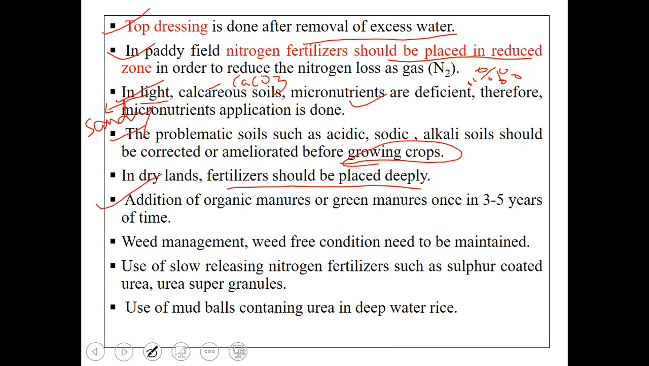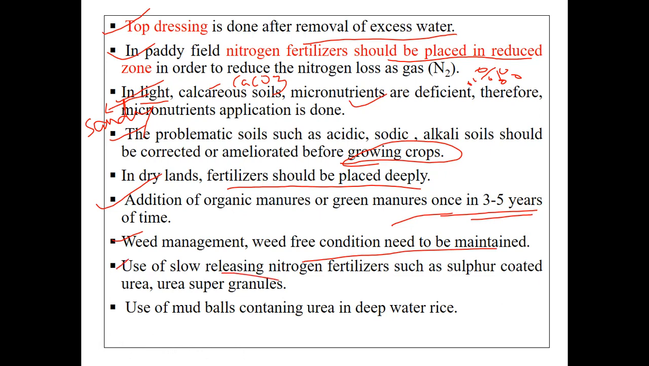Okay, second one is addition of organic manures or green manure should be done once in 3 to 5 years, because they help in fixing the atmospheric nitrogen. And weed management, weed free conditions should be maintained most of the time. Alright, because if weeds are there, they'll take up more nutrient and water than the crop, and that will affect the crop ultimately. So we have to maintain weed free condition most of the times.